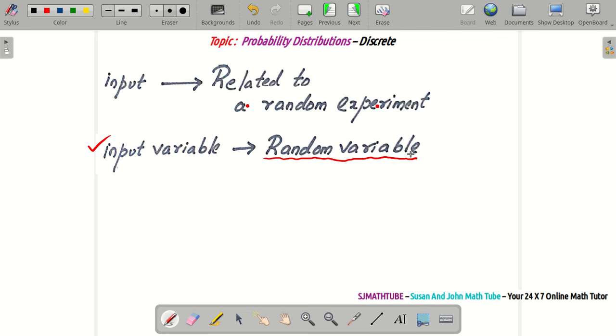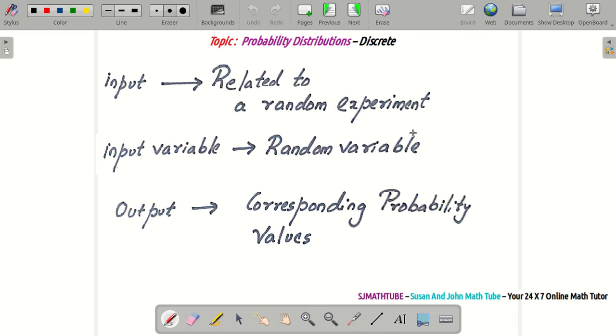Okay, let's move ahead. Like I told you before, a function will have input, that is called the domain values, and the function will have a set inside which we write the output values, and that is called the codomain. And in a probability distribution function, the input values will be related to a random experiment. The input variable is called the random variable, and the output values will be nothing but the probability values.